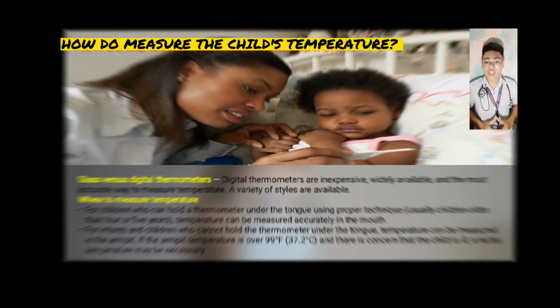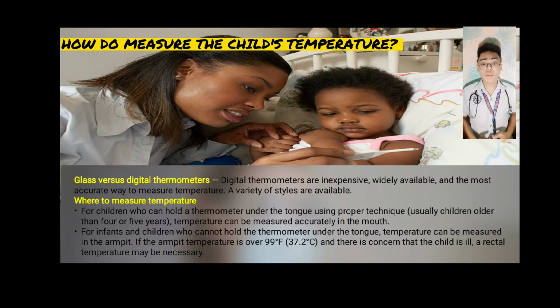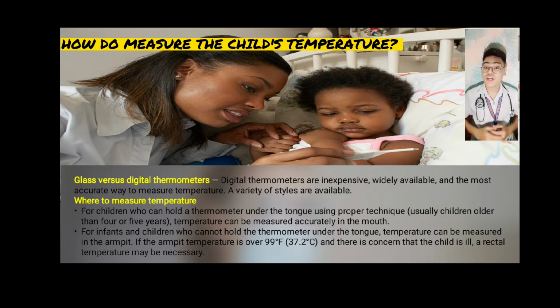How to measure the child's temperature? So this is the glass versus digital thermometer. Digital thermometers are inexpensive, widely available, and the most accurate way to measure the temperature. A variety of styles are available. If a digital thermometer is not available, carefully shake down the glass thermometer before use, while the glass thermometer that contains mercury is not recommended.